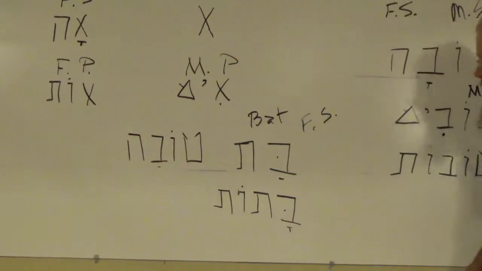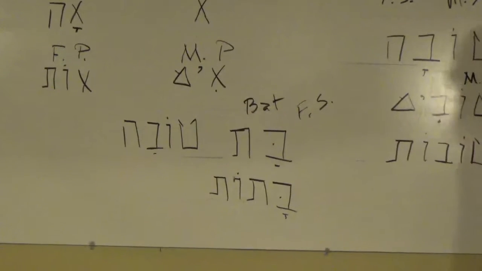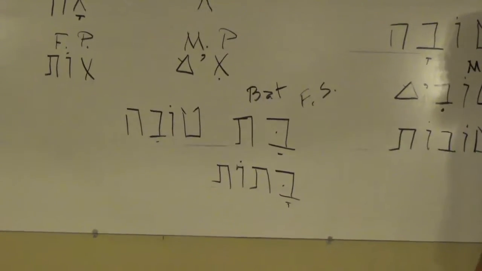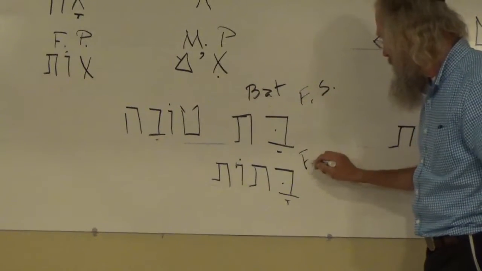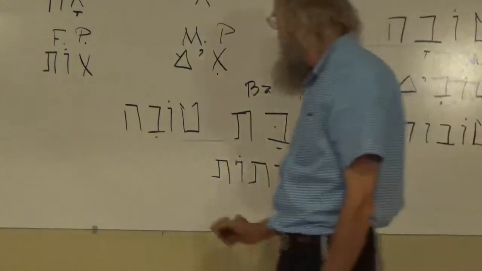Okay, so now what? Batot, meaning? Daughters. So it is feminine plural. So now what?